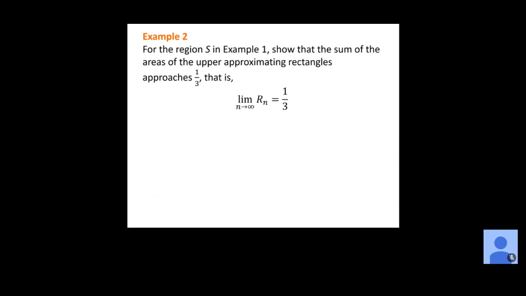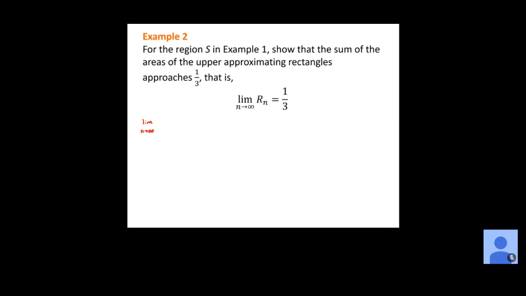Now, for that same region that we just saw in example 1, we want to show that the sum of the areas of the upper approximating rectangles, meaning the right-hand endpoints, that was the first way we did it, approaches 1/3. Okay, so in other words, we're trying to say the limit as the number of rectangles approaches infinity of that region is going to be 1/3. Right, so here's how we're going to do that. We're going to think of it exactly the same way that we just did, except now we need to think of taking a limit as that number of rectangles approaches infinity. So I'm going to start with my limit here. So limit as n approaches positive infinity.